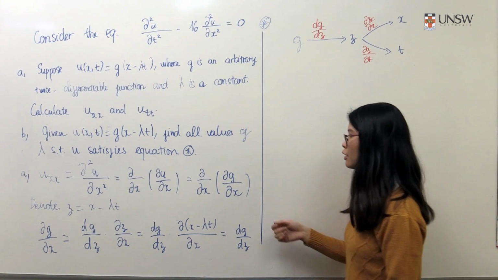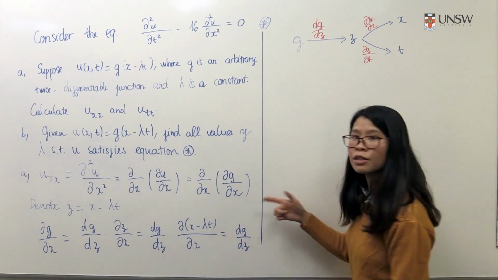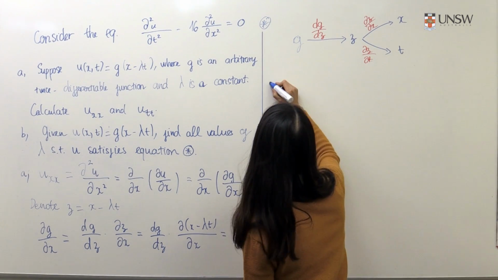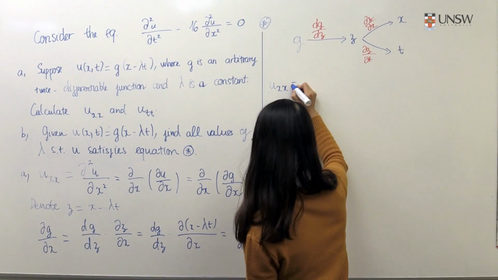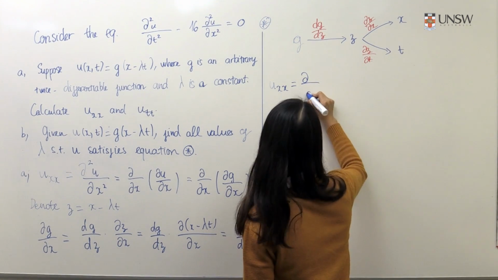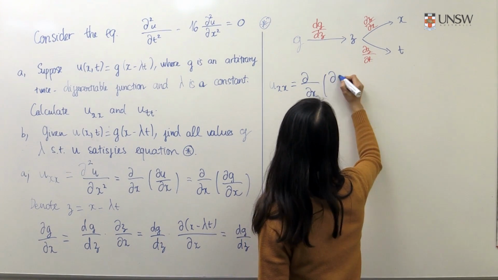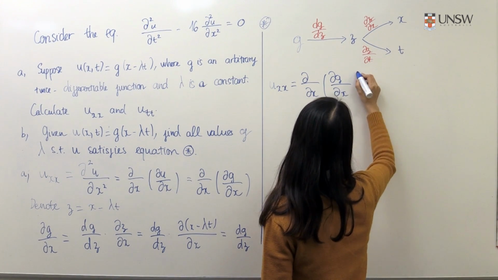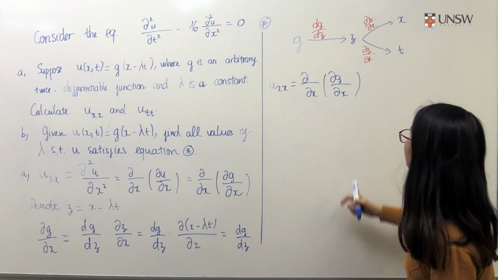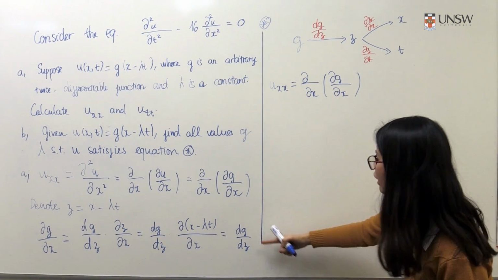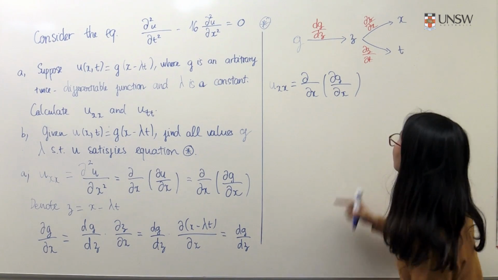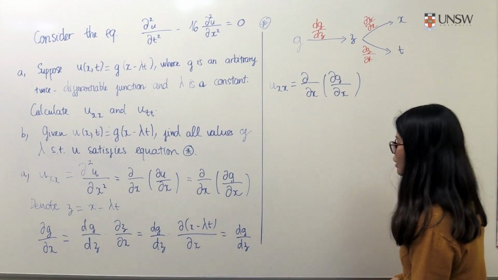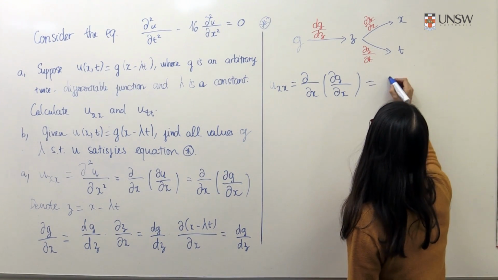So we are ready to calculate the second derivative of g with respect to x. So first I just rewrite what I wrote here. So we got uxx equal to that. And because the derivative of g with respect to x, what we calculated here, is equal to dg over dz, all we need to do is just replace the thing in the bracket here with dg over dz.